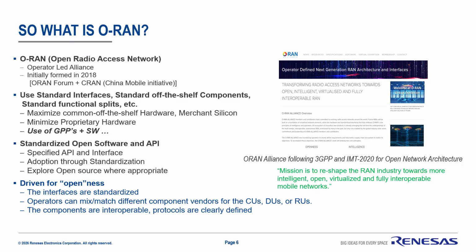The drive for openness has many different reasons. Of course, the interfaces become standardized, which allows many different operators to interop with each other and the equipment they use to interop with each other. Operators can now mix and match different components for each of the different core pieces of the radio access network, such as the central units, the distribution units, and radio units. And components become more interoperable, which means the protocols were very clearly defined to allow this interoperability.